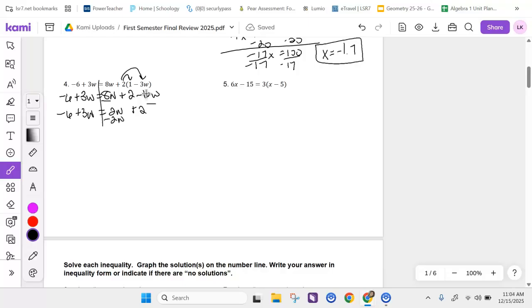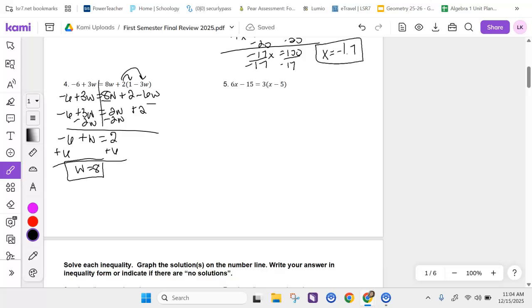Subtract the 2w from both sides. Negative 6 plus w equals 2. Add the 6 to both sides. w equals 8.